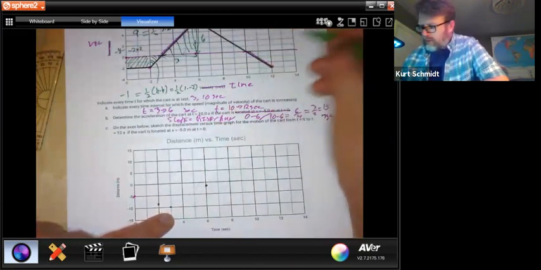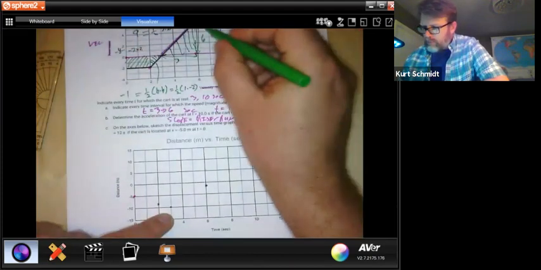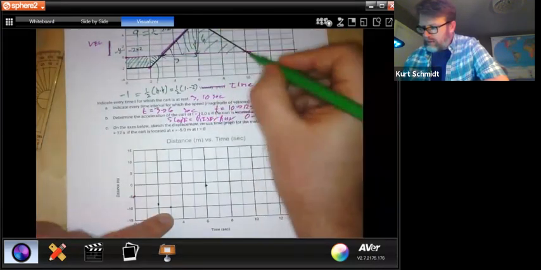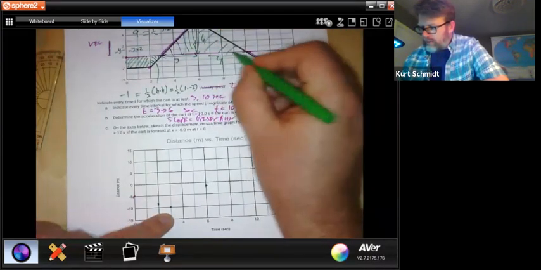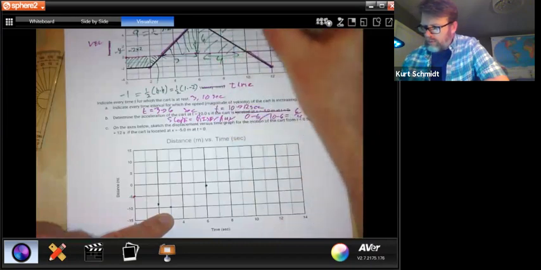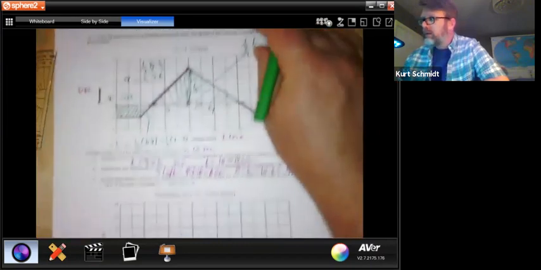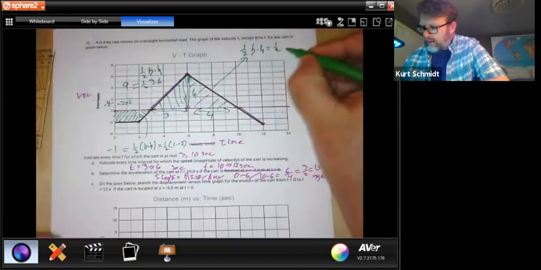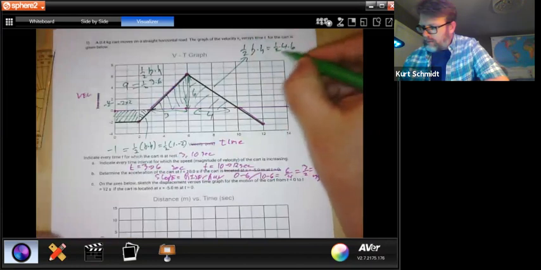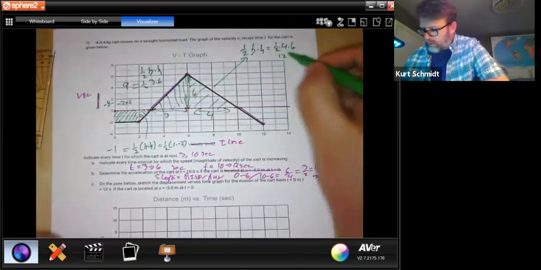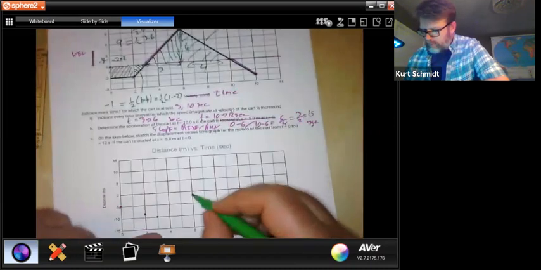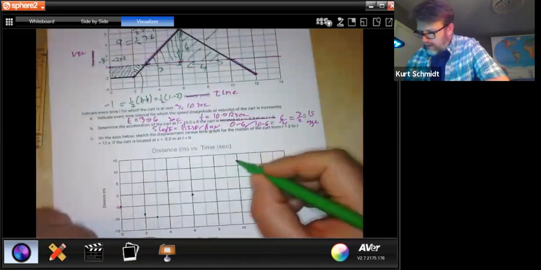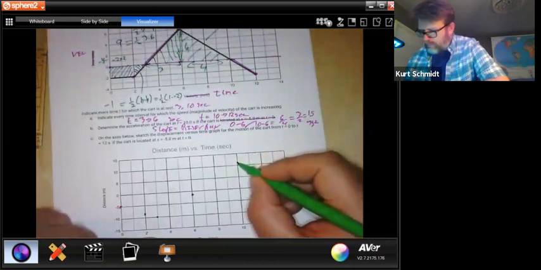Then let's do a couple more points here. For the next point, we're looking at the area under this curve. We're still at a height of 6, but now we're at a base of 4. So 1/2 of 4 times 6 sounds like 12. I was at -1, now I'm going to go up 12, and that is where I'm going to be at 10 seconds.